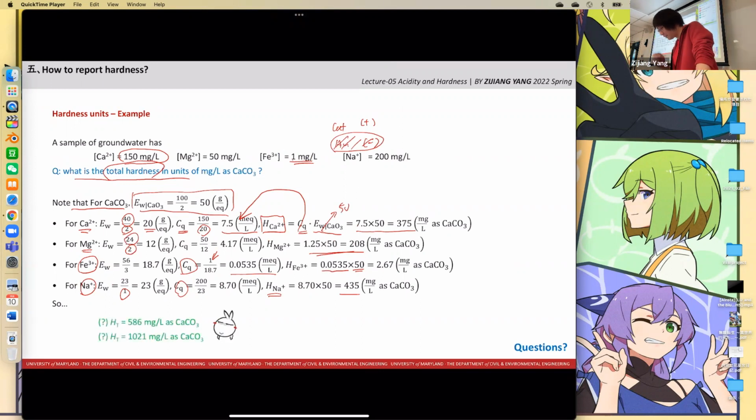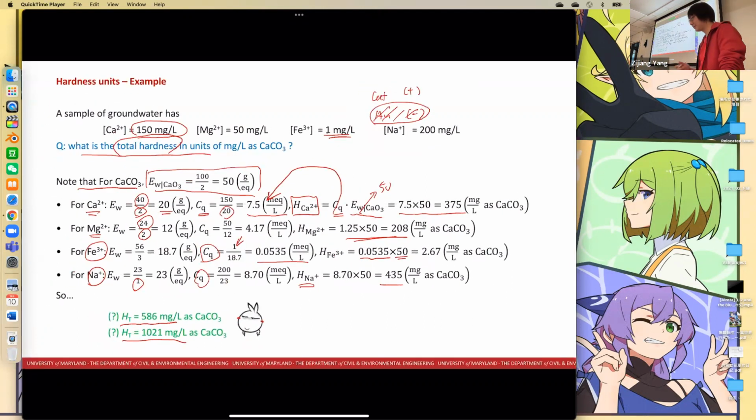And here I just have a question, and I think we have already discussed this. So is the total hardness equal to this one or equal to this one? If this is a multiple choice question, which one do you choose? Suppose this is A, this is B. How many of you think it is A? How many of you think it is B?